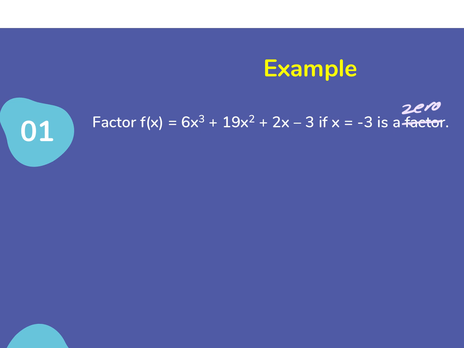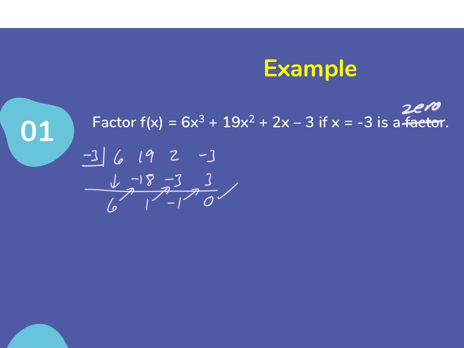And what we would do in the previous section is synthetic division. So we would have a -3 in the corner, and beside it would go our coefficients. If you're given that x equals -3 is a 0, then you should expect a remainder of 0 at the end of your synthetic division. So I'm going to bring down the 6. 6 times -3 is -18. 19 minus 18 is 1. 1 times -3 is -3. 2 minus 3 is -1. And -1 times -3 is 3. And we do, in fact, get a remainder of 0. So that's what we expected. We knew that was going to happen.